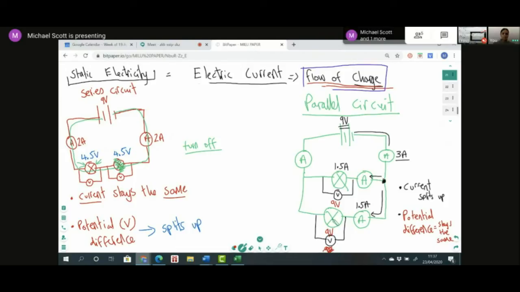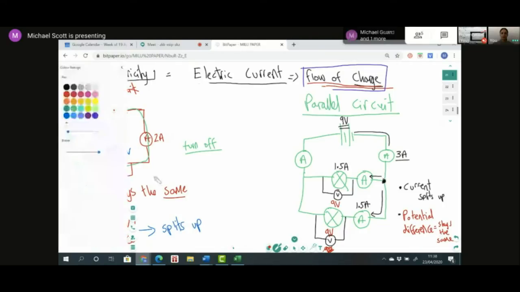Now, what you guys should be able to spot is that in terms of current and potential difference, a series circuit and a parallel circuit are completely opposite. In a series circuit, current stays the same, but in a parallel circuit, current splits up, and potential difference in a series circuit splits up, but in a parallel circuit, it stays the same.